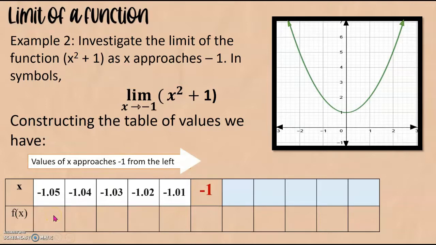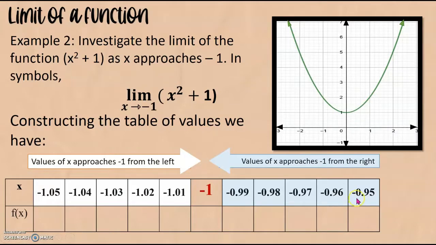For this example, we will use the values negative 1.05, negative 1.04, negative 1.03, negative 1.02, negative 1.01 as values of x that approach negative 1 from the left. On the other side, we will have the values of x as x approaches negative 1 from the right. We will use the values negative 0.95, negative 0.96, negative 0.97, negative 0.98, negative 0.99.